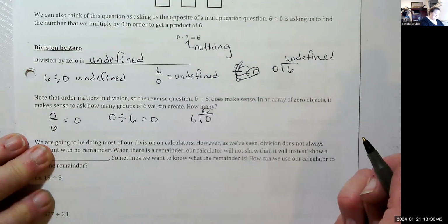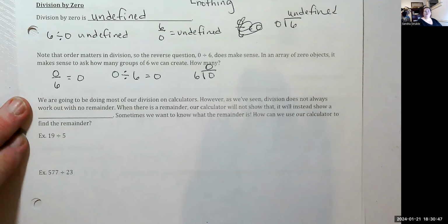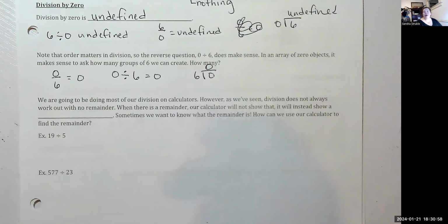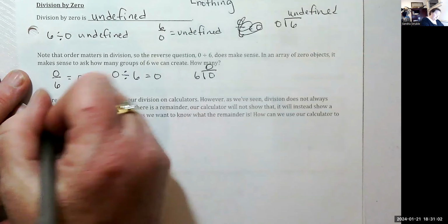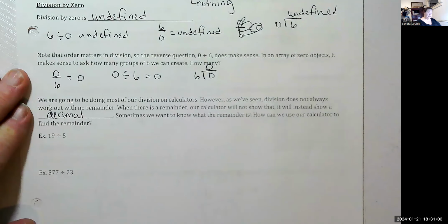Okay. So we're going to be doing most of the division on calculators. However, as we've seen, division does not always work out with no remainder. When there's a remainder, our calculator won't show us that. Instead, it's going to show us a decimal. Sometimes we want to know what the remainder is. How can we use our calculator to find the remainder?